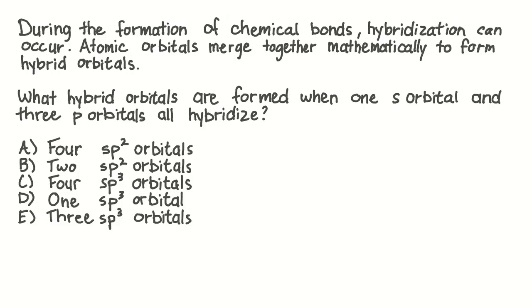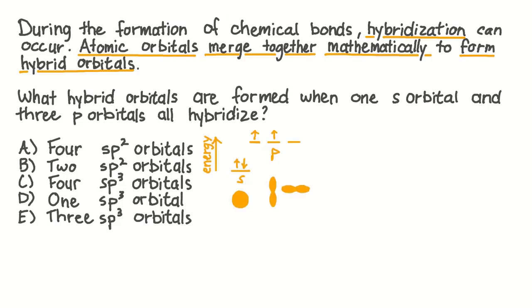A. 4 sp2 orbitals. B. 2 sp2 orbitals. C. 4 sp3 orbitals. D. 1 sp3 orbital. E. 3 sp3 orbitals. As the question states, hybridization is when the mathematical functions described by the atomic orbitals are mixed together to form hybrid orbitals. These hybrid orbitals have new and different shapes.